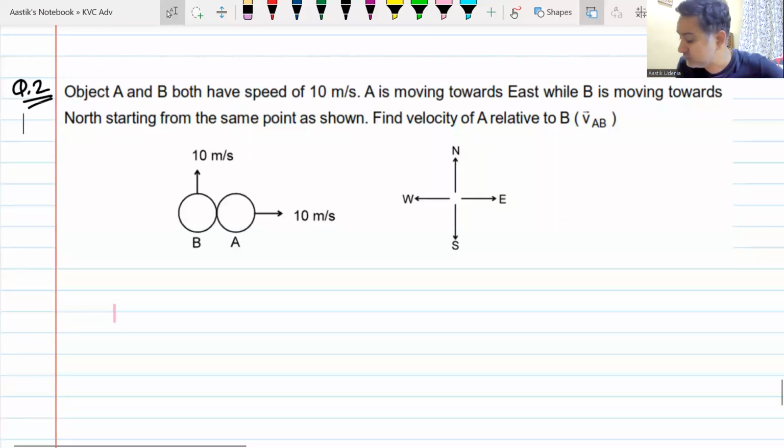You don't have to write the question. Look at the question, look at the diagram, draw the diagram, and just tell me the answer. Object A and B both have the same speed of 10 meters per second. A is moving towards east while B is moving towards north, starting from the same point as shown. You are lucky that east, west, north, south is given to you. Find the velocity of A with respect to B. And you have 2 minutes to do this.